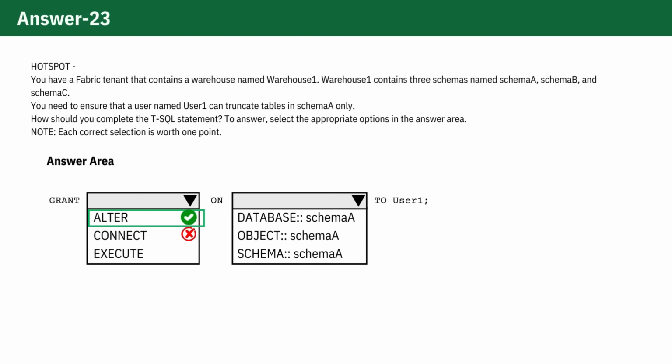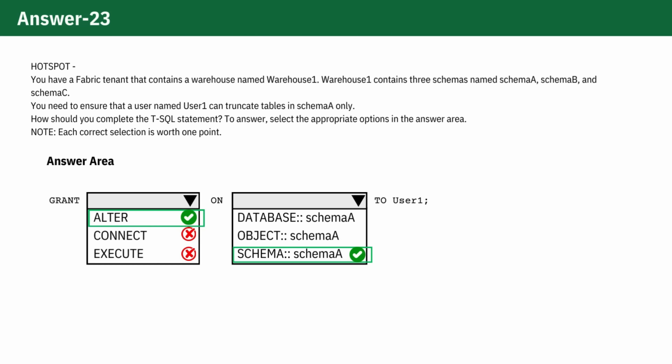Option B. Connect is incorrect because the connect permission allows a user to connect to the database. While it is necessary for accessing the database, it does not provide the ability to modify objects within the database, such as truncating tables. Option C. Execute is incorrect because the execute permission allows a user to execute stored procedures and functions. It does not grant permissions to modify or truncate tables.